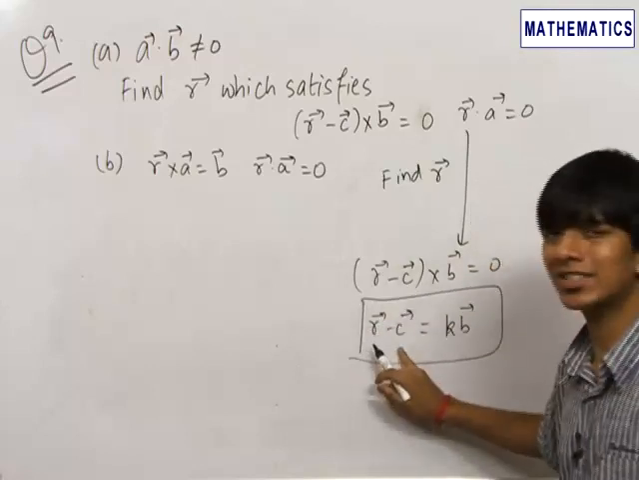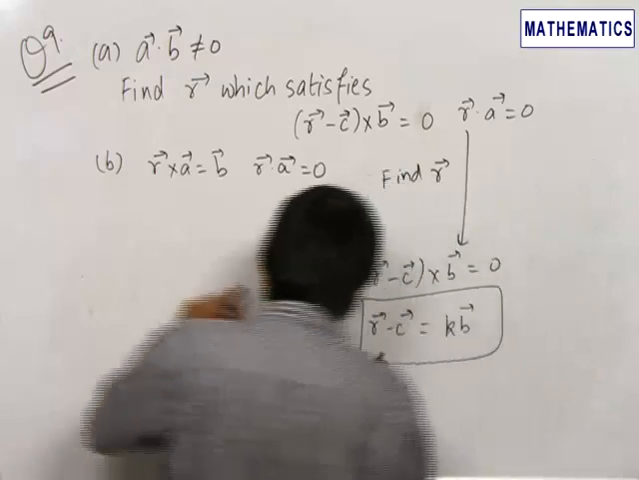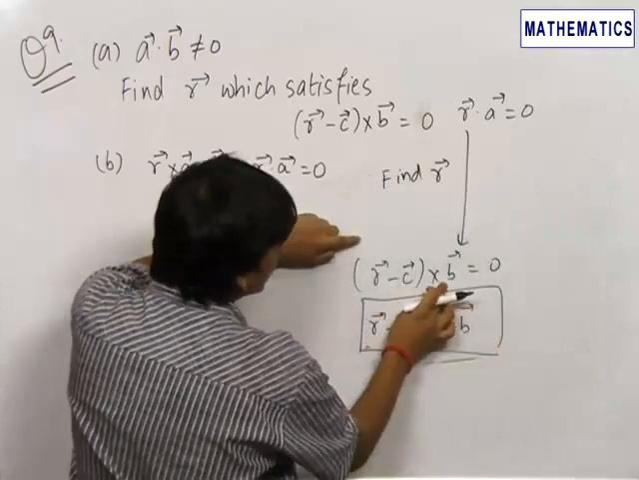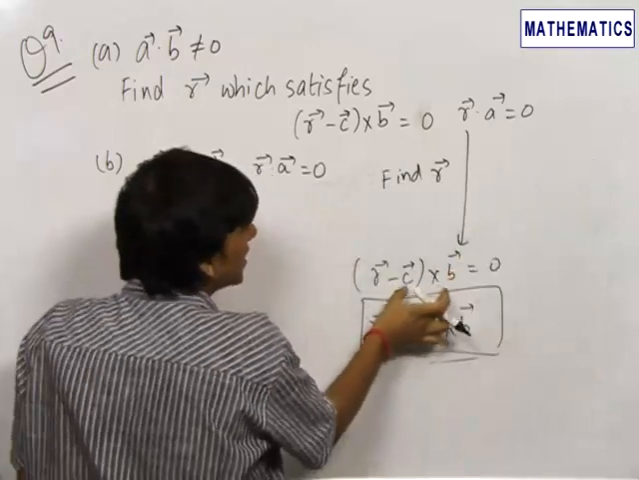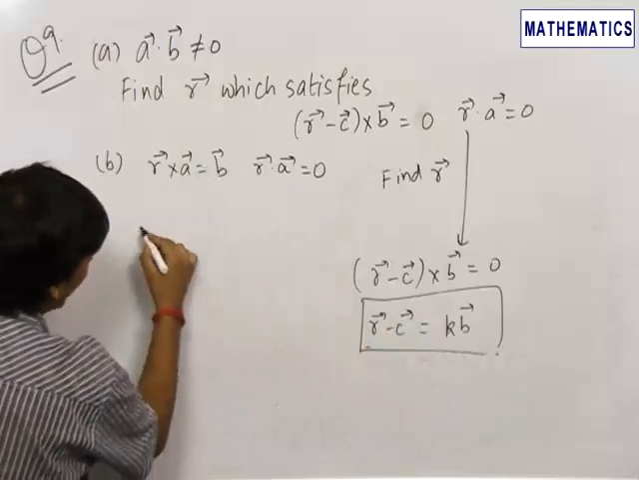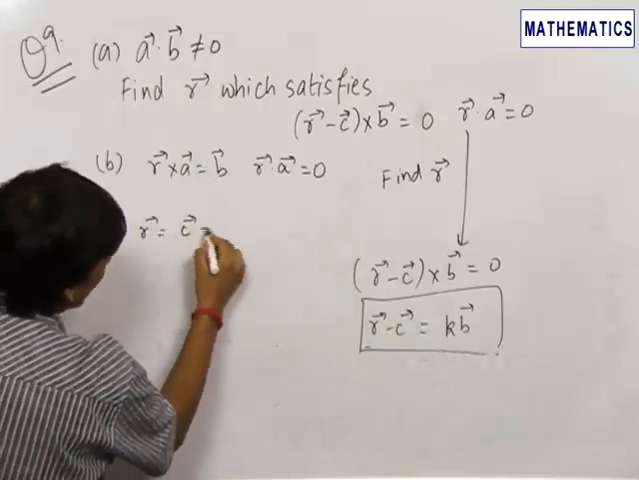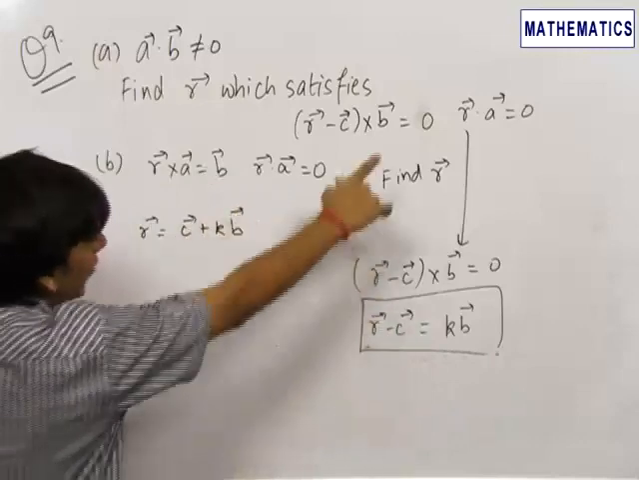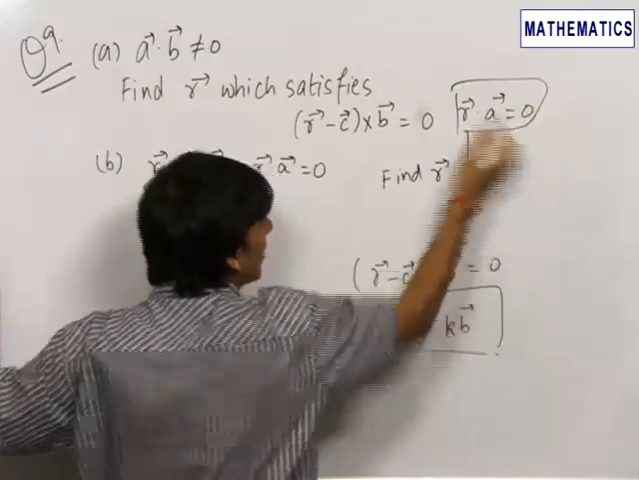So we have deduced one extra equation. You could do this only because the cross product of these two was equal to 0. So whenever in future you have something like this, you can always write it like this. Now the question will become very easy to solve. We can write R vector is equal to C vector plus K times B vector.